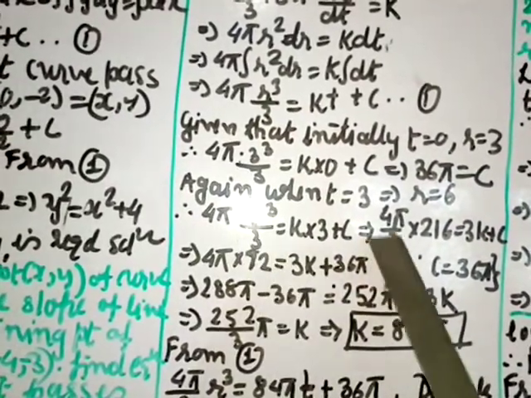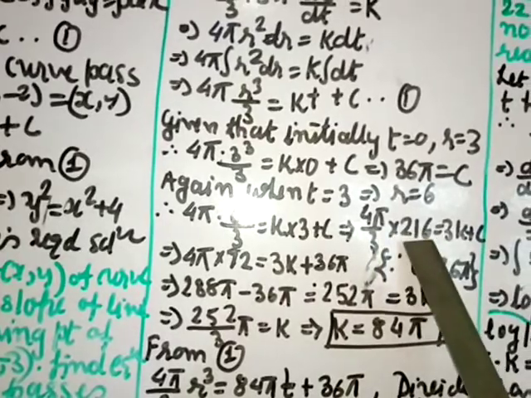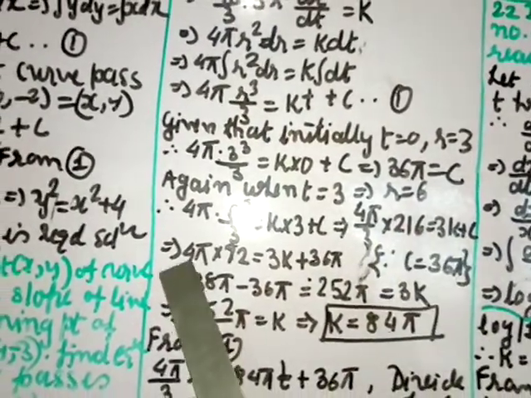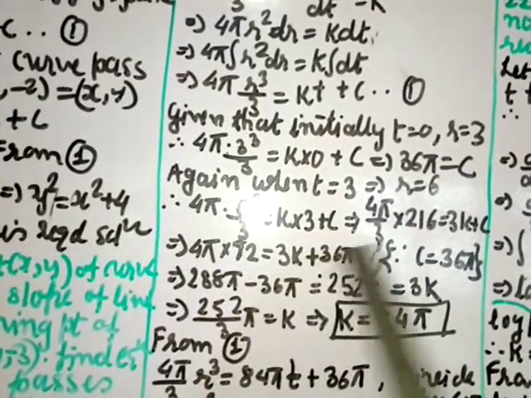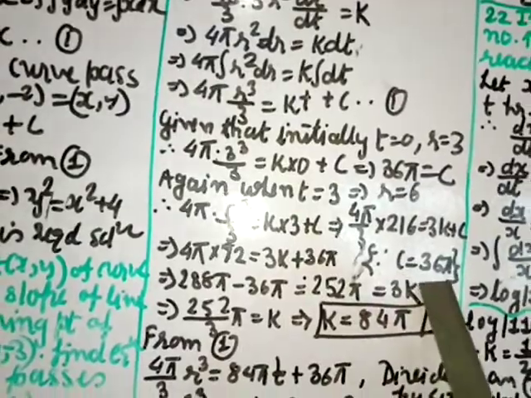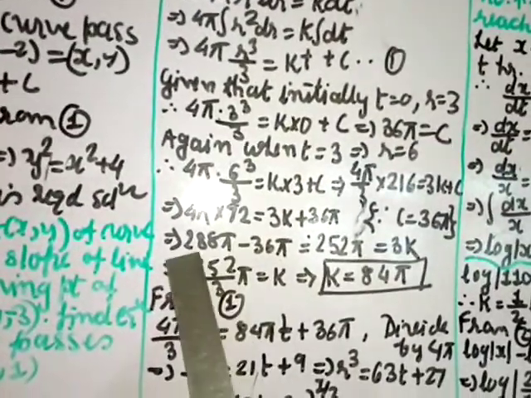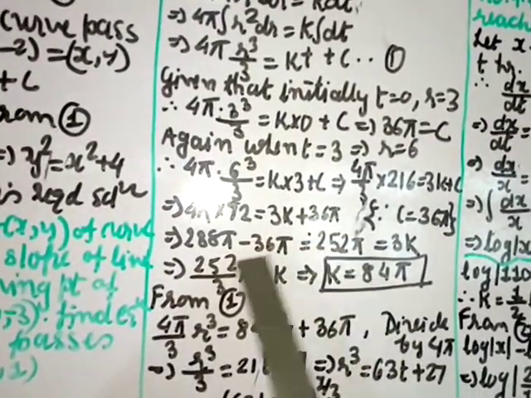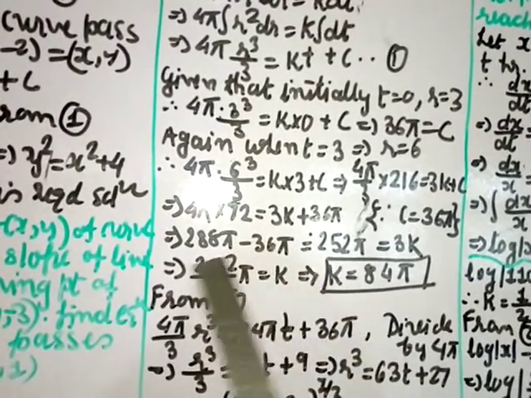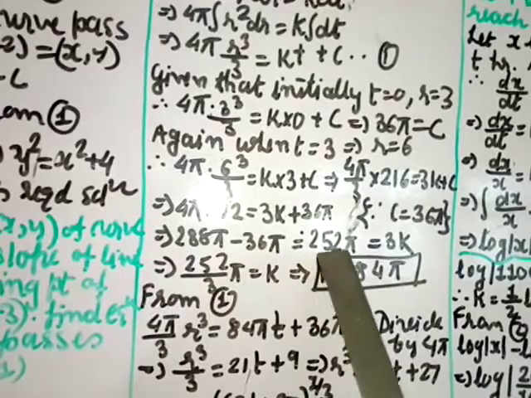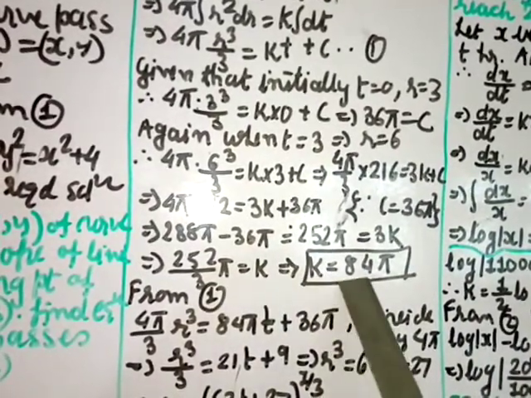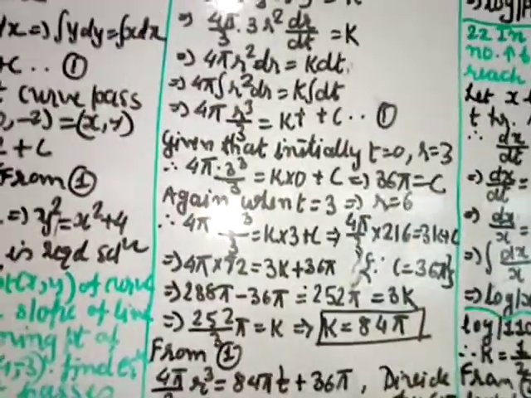So here when you cut, you get 4 pi by 3 into 216 equal to 3k plus c. You cut it, so you get 4 pi into 72 equal to 3k plus c value, which is 36 pi. Then multiply here, you get 288 pi, and 36 pi you transfer here, it becomes minus 36 pi, equal to, you get this difference as 252 pi equal to 3k. Cut by 3, so the k value is 84 pi. So that is the k value.